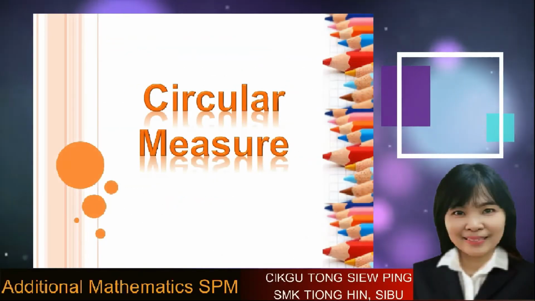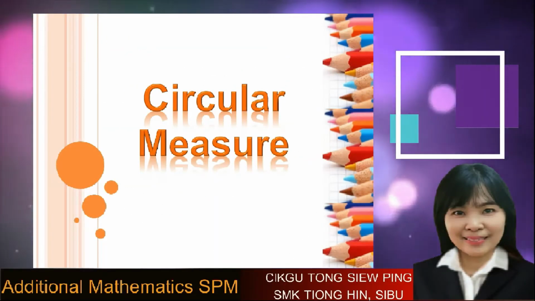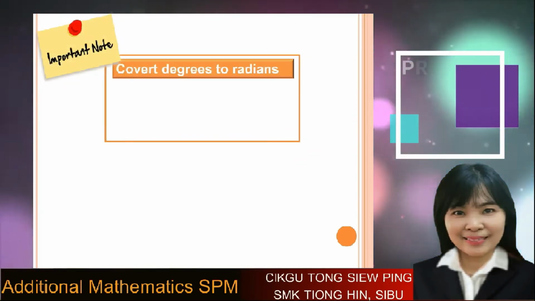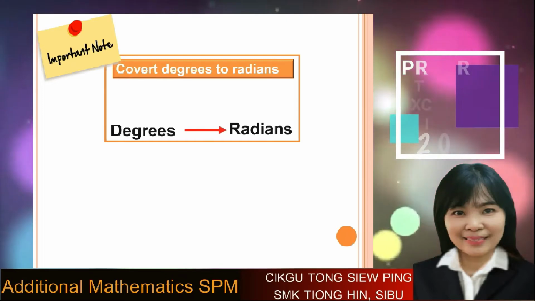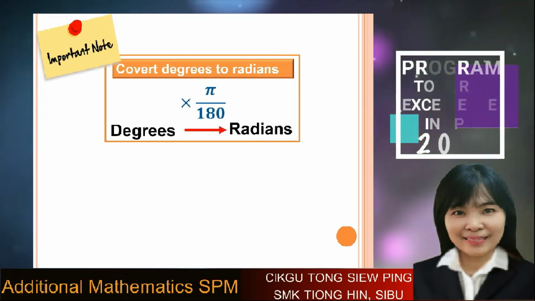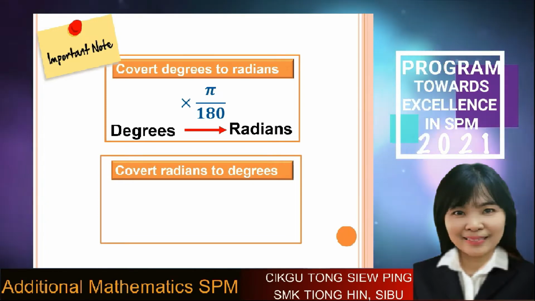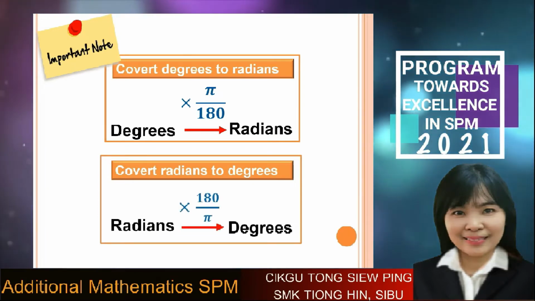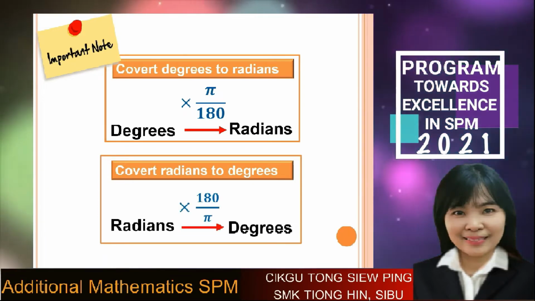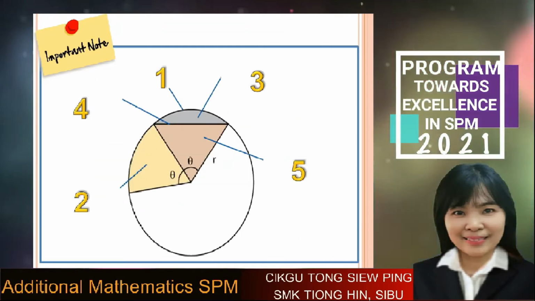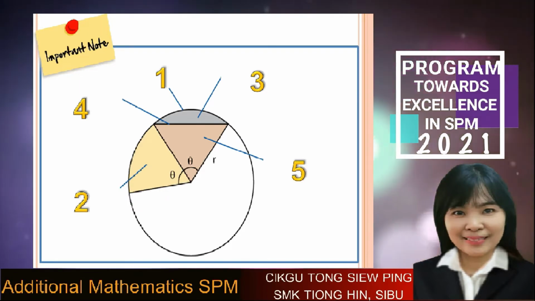Our lesson today is circular measures. In this chapter, you need to know how to convert degrees to radians and how to convert radians to degrees. There are 5 important formulas. Let's look at them one by one.